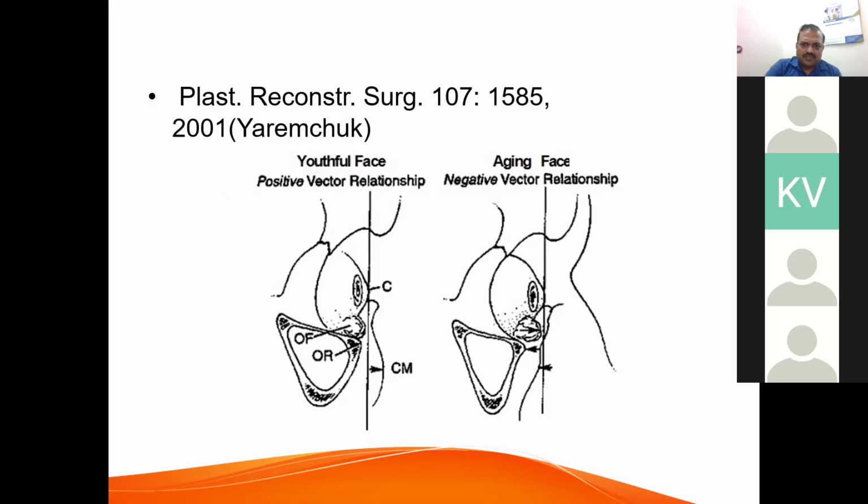This relationship of the globe with the malar eminence was described by Aramchuk in the year 2001. For a positive youthful vector relationship, the cheek mass should be in front of the line. And if it is a negative vector, in an aging face, the cheek mass, that is the malar eminence, is behind the line. Then whether you have to go for an advancement of the maxilla or an augmentation procedure has to be decided.